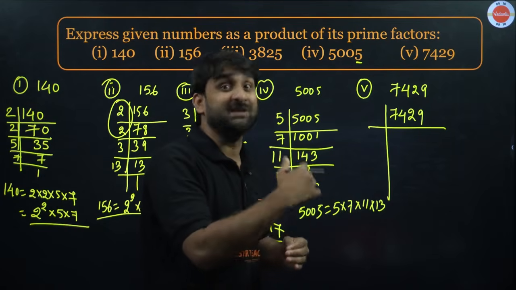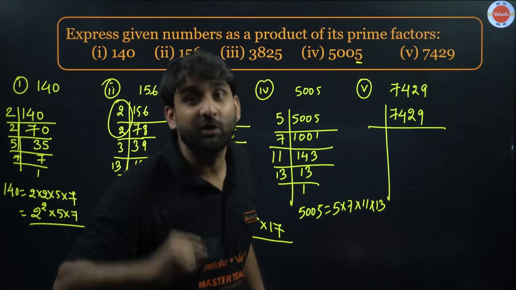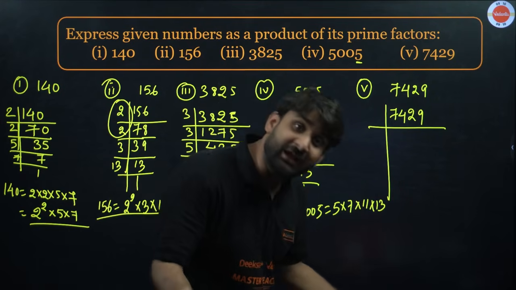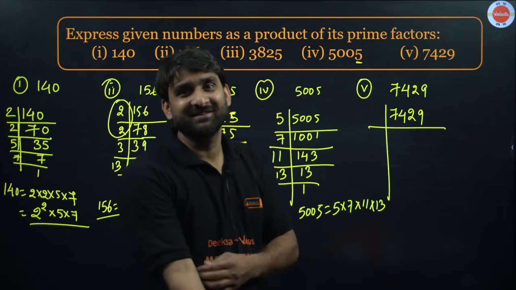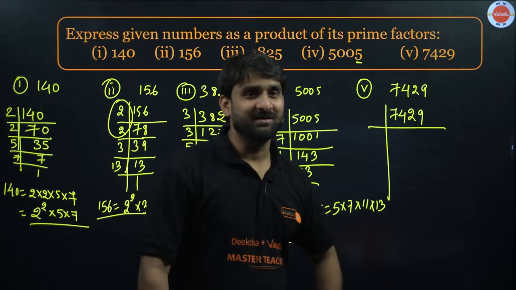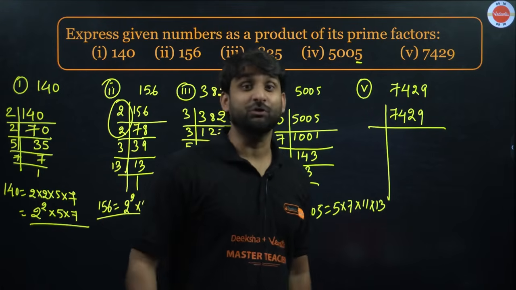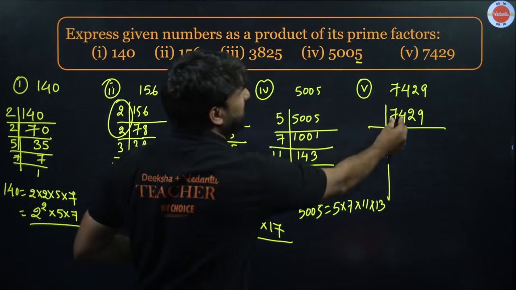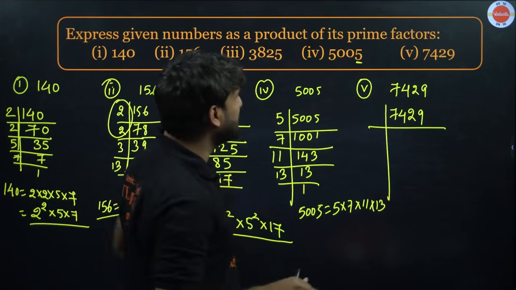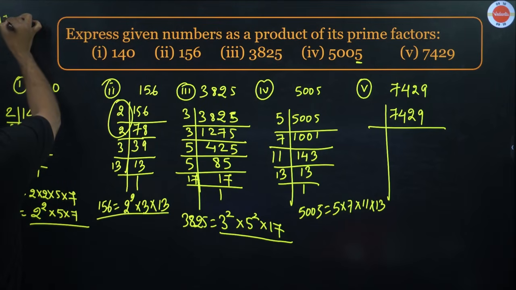After 3, 7. It looks like 7 can divide because the unit place is 9. 7 sevens are 49. 17 can divide. Yes, my dear, 17 into 17 is 289. And 17 sevens also have 9 at the unit place, so it looks like it can divide. Let's check it once. As this number is a little bit big, we can directly check 17. So let's divide by 17.